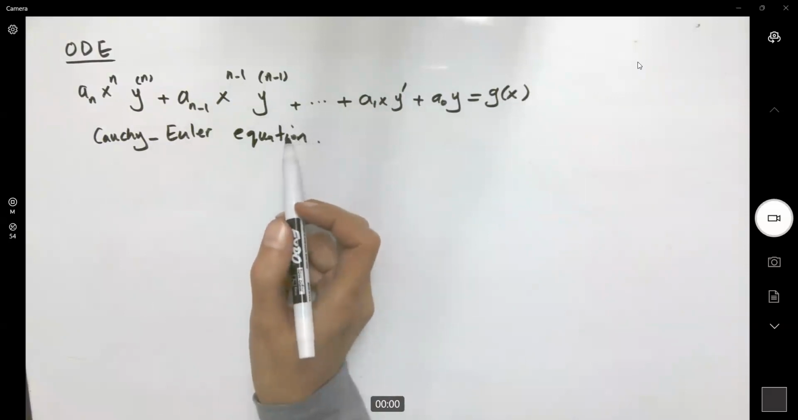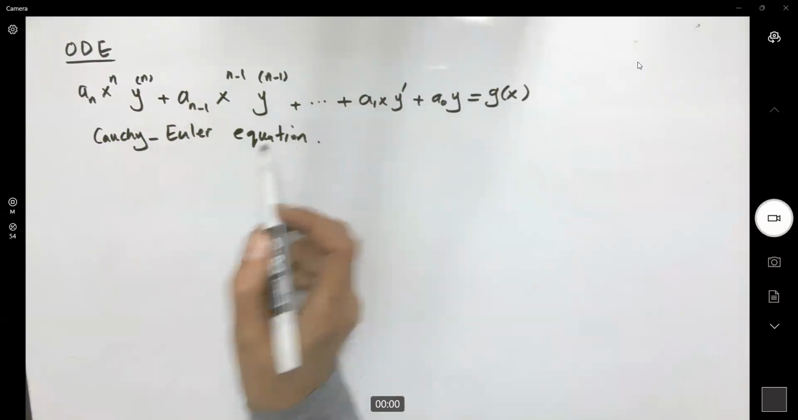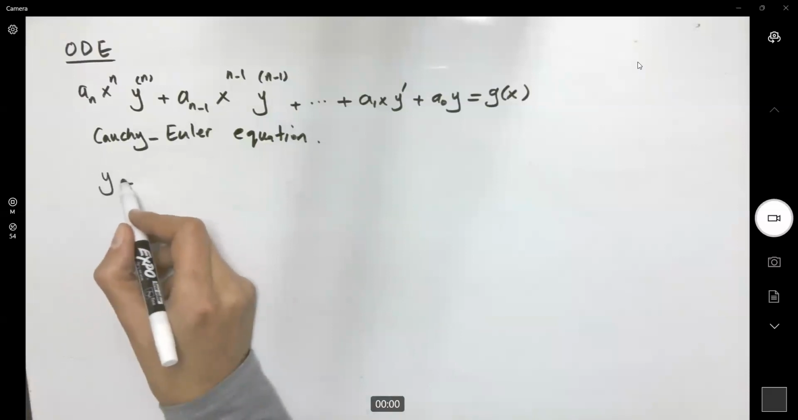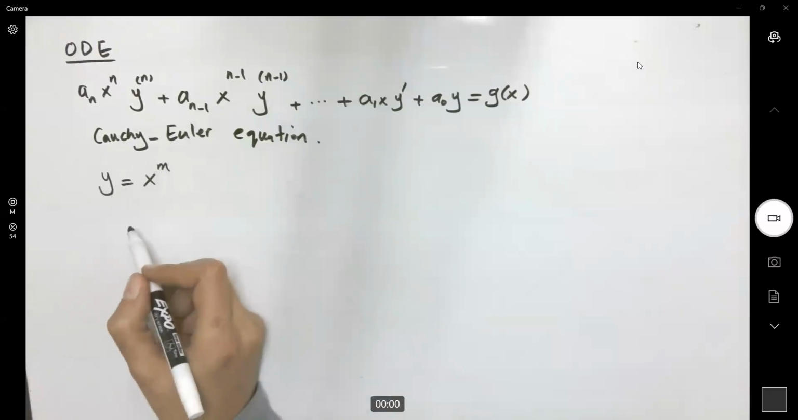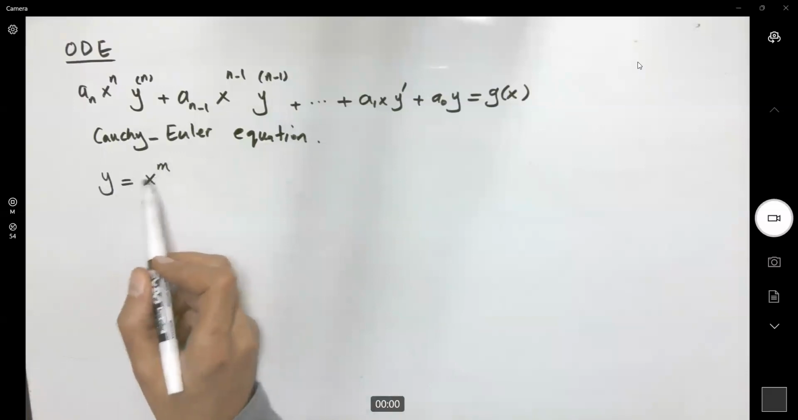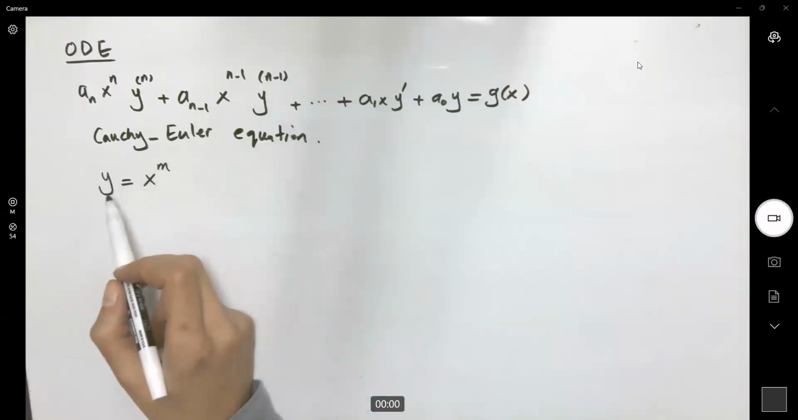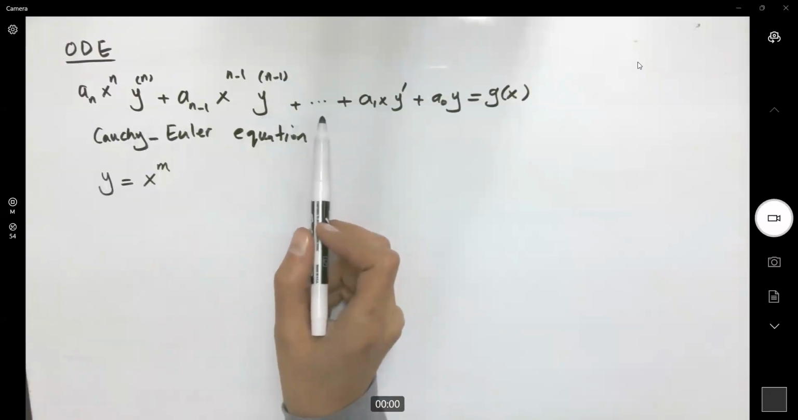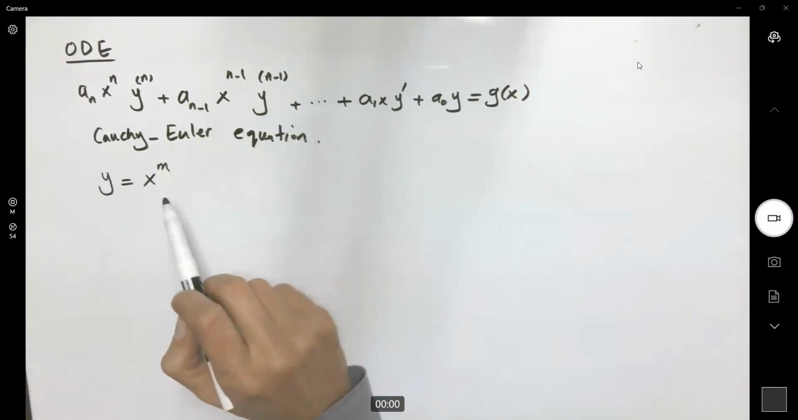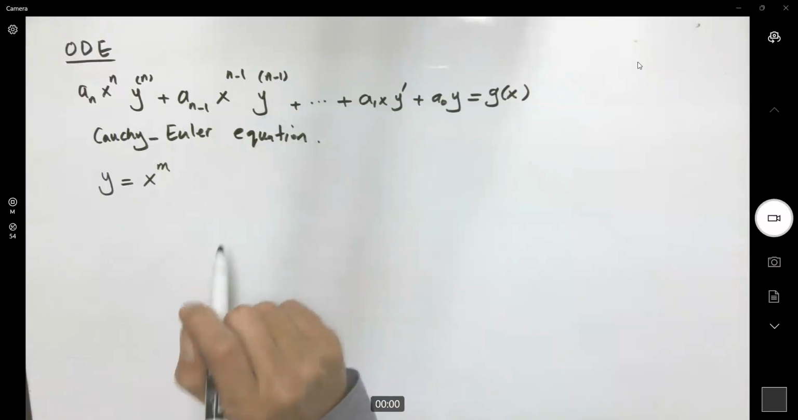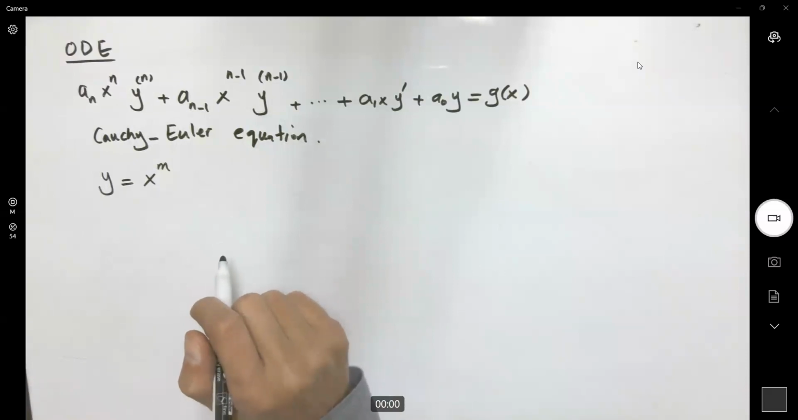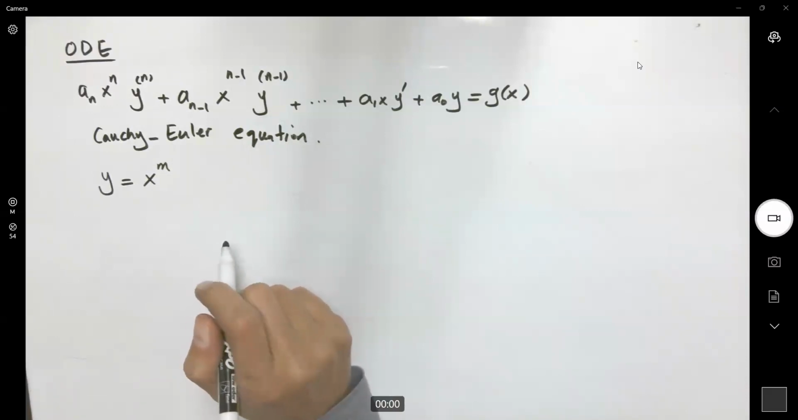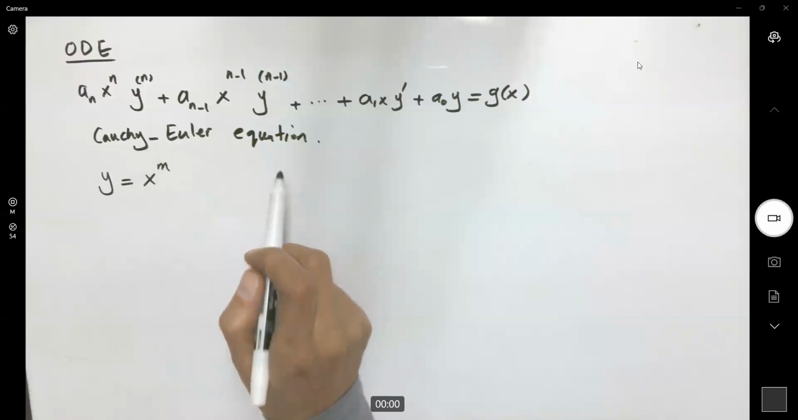To solve these types of differential equations, we're going to use y equals x^n. You start by taking the first derivative, the second derivative, and the third derivative of x^n, and then we substitute that into the homogeneous part of the differential equation and try to come up with the complementary solution. Well, let us focus on the second order differential equation of Cauchy-Euler form.